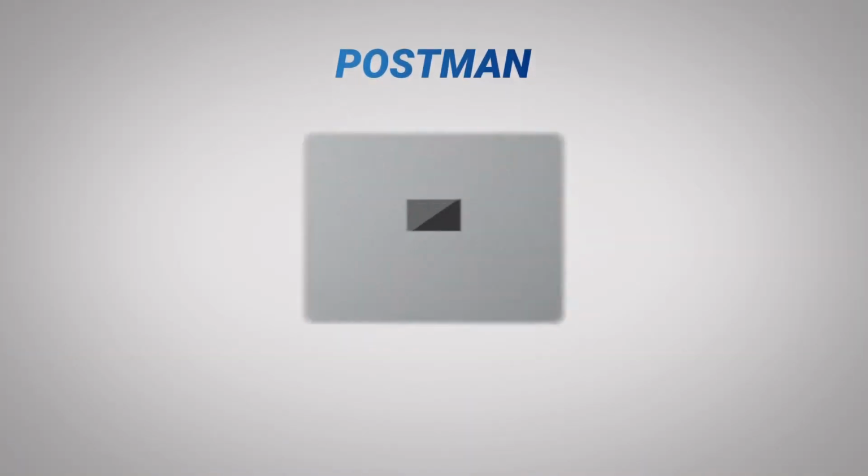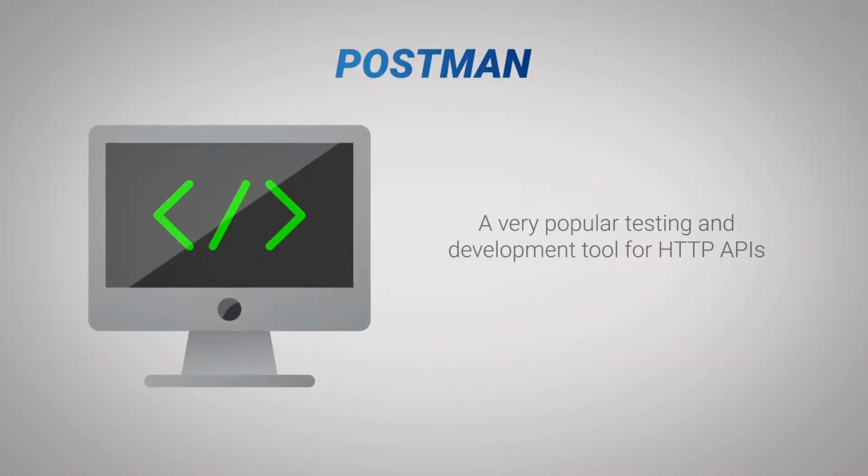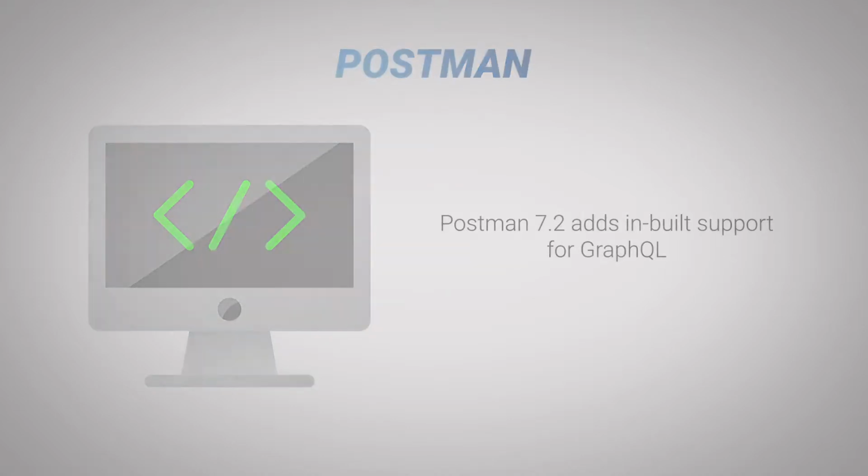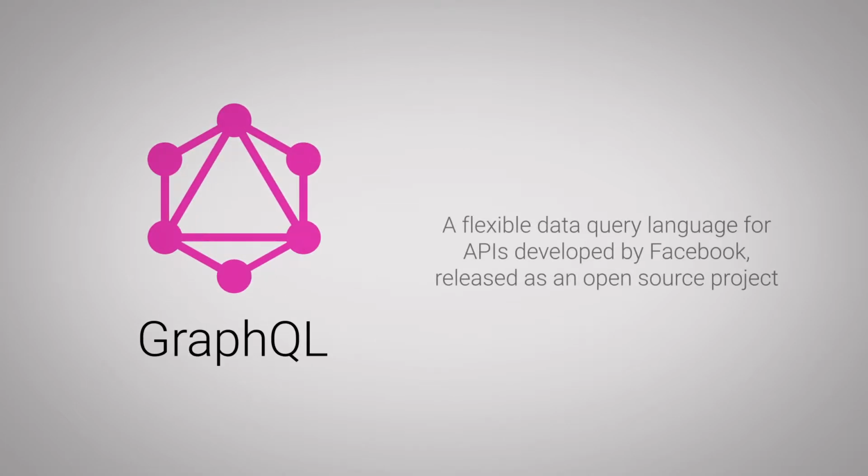Postman is a very popular testing and development tool for HTTP APIs. Postman version 7.2 adds inbuilt support for GraphQL, a flexible data query language for APIs developed by Facebook and released as an open source project.